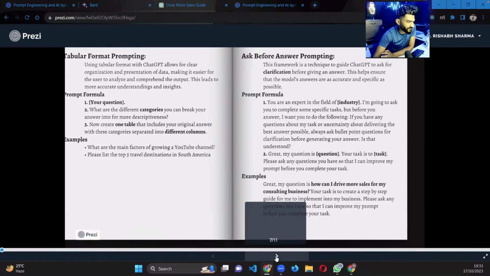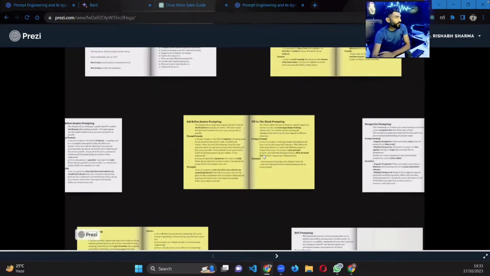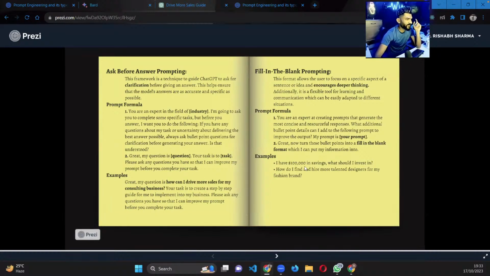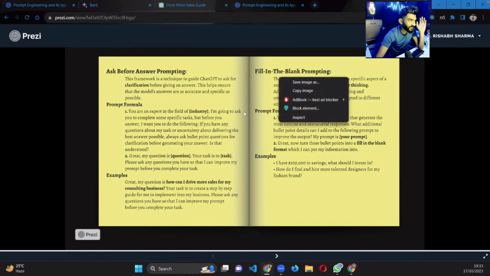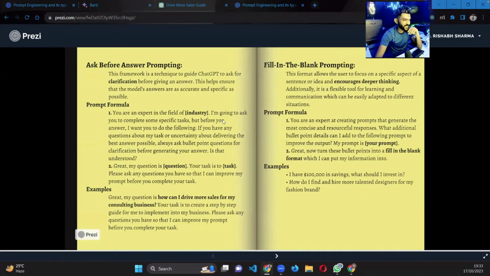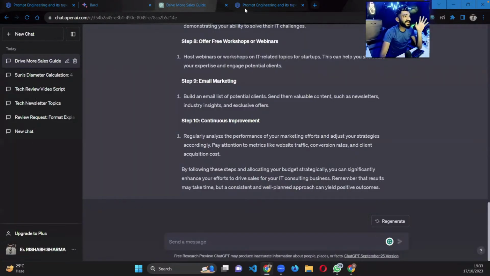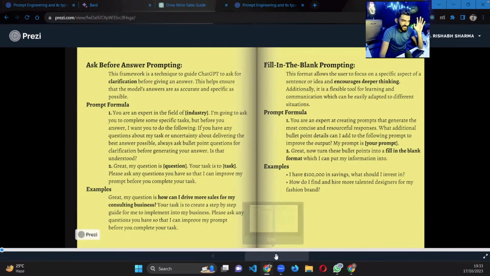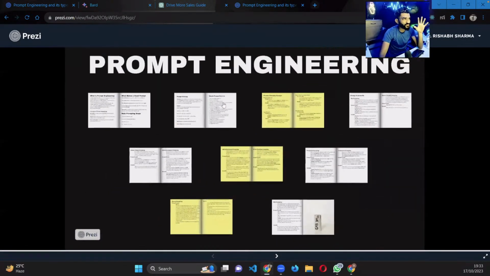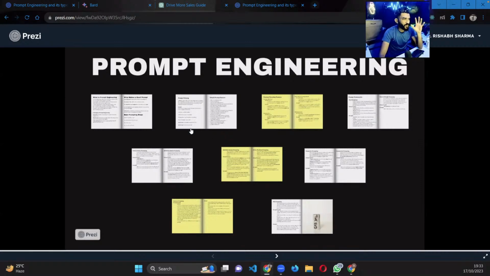Now what next do we have? Ask before you answer is done. Now, fill in the blanks prompting. Say I want to do a project on a virtual health assistant. For that, how will my prompt be? Let us see that. If I have to make a virtual health assistant project, which prompt should we choose? Anybody who can tell which prompt we would be choosing?